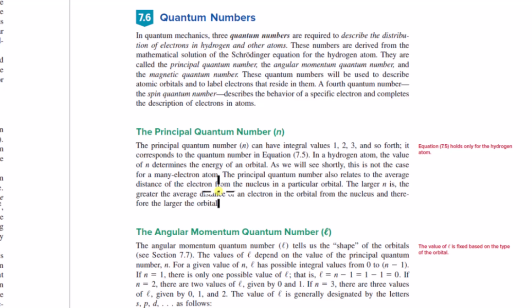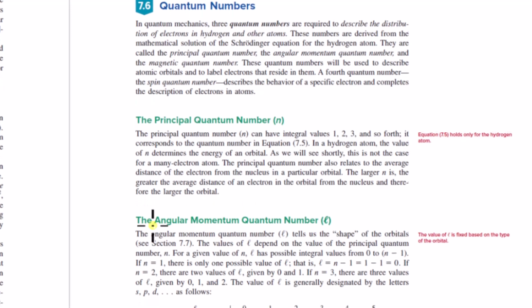But again, in general, you can think about the principal quantum number this way. The principal quantum number also relates to the average distance of the electron from the nucleus in a particular orbital. The larger n is, the greater the average distance of an electron in the orbital from the nucleus, and therefore the larger the orbital. You can also think about the principal quantum number that way. And there are no exceptions here, like there is with energy. Even for multi-electron atoms, the larger the quantum number, the larger the average distance of the electron from the nucleus. In general, that's the case for any atom, and therefore the larger the orbital.